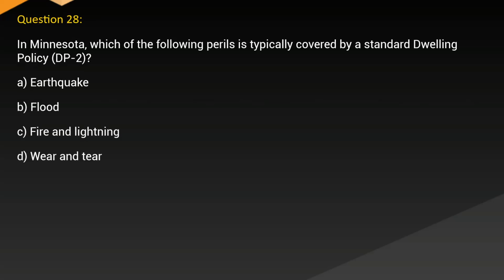Question 28. In Minnesota, which of the following perils is typically covered by a standard dwelling policy, DP-2? A. Earthquake. B. Flood. C. Fire and lightning. D. Wear and tear.